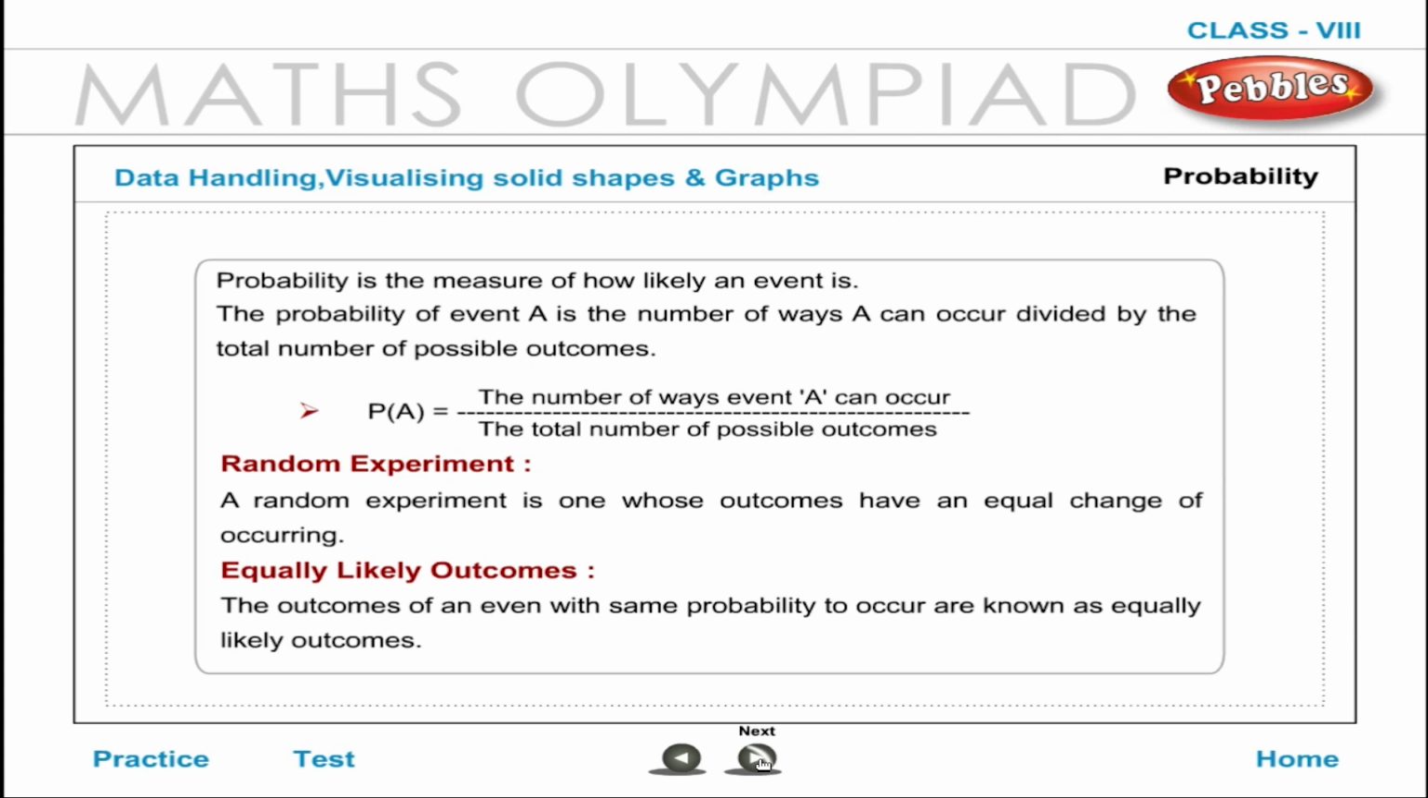The probability of event A is the number of ways A can occur divided by the total number of possible outcomes. P of A is equal to the number of ways event A can occur divided by the total number of possible outcomes. Random experiment. A random experiment is one whose outcomes have an equal chance of occurring. Equally likely outcomes. The outcomes of an event with same probability to occur are known as equally likely outcomes.